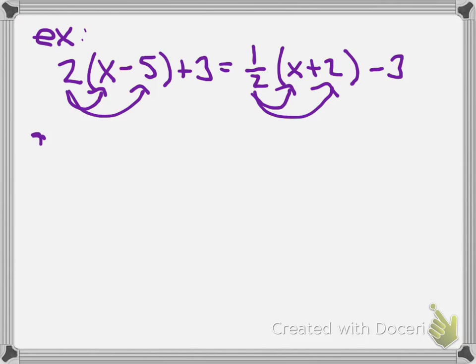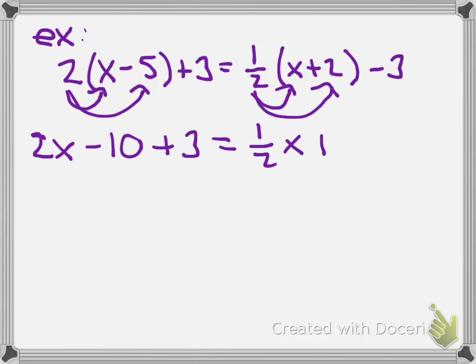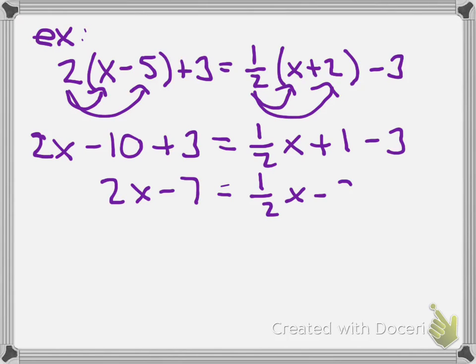I end up with 2x minus 10 plus 3, and on the other side I have equals 1/2 x. Now 1/2 times 2 is 1, and then minus 3. And I can clean it up a little bit. I have 2x minus 7 equals 1/2 x minus 2.